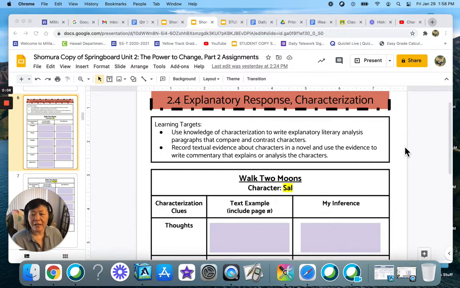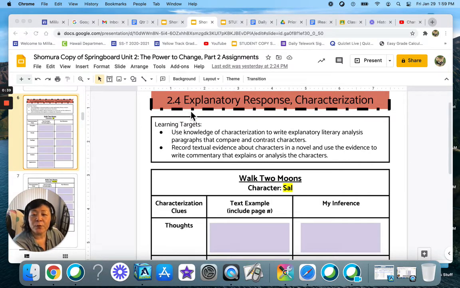Today I'm going to be talking to you guys about slides 6, 7, and 8 of your language arts slideshow for Walk Two Moons. Today you guys are going to be practicing what you've learned about characterization and applying it to the novel Walk Two Moons, focusing on two important characters in the story. So slide 6, this is what's up on the screen. We're going to go over that.